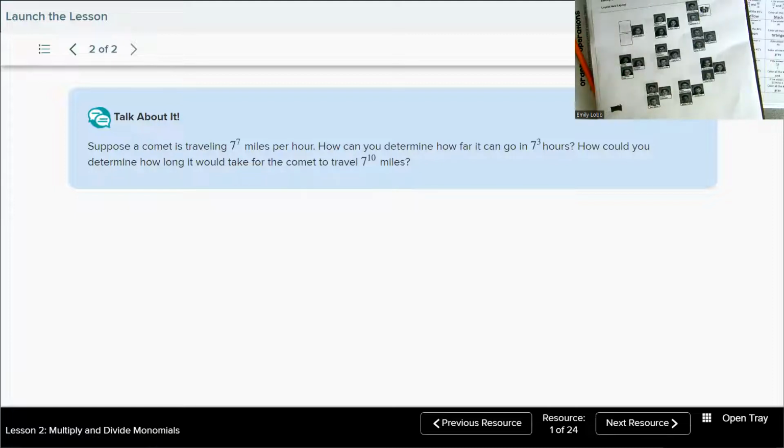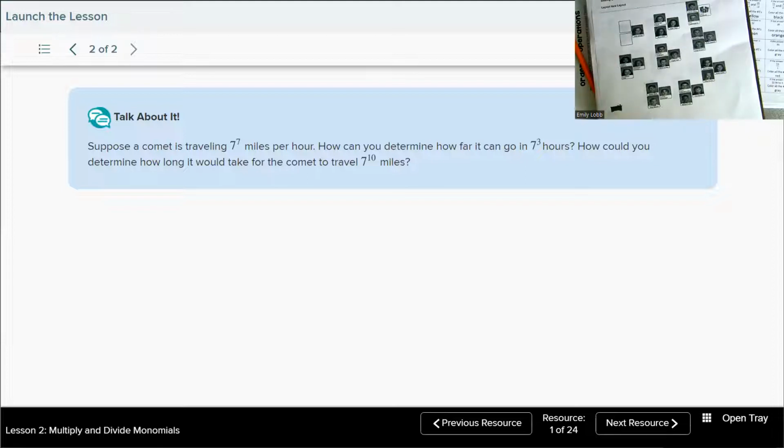What would we do? What do you think? Any ideas, William? Okay, so you could expand it. You could write out 7 times 7 times 7 times 7 times 7 times 7 times 7. And then what would you do with the 7 to the 3rd? Multiply it? What would you do?